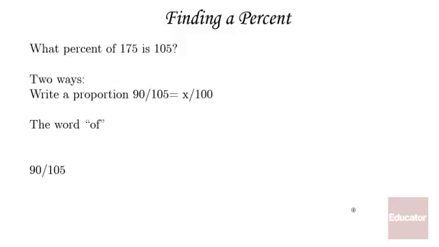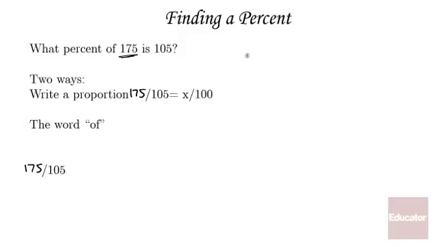What percent of 175 is 105? There are two ways. You could write a proportion. We're looking for the percentage. I think that we have a little problem with the numbers here. Let's make that 175. So our proportion is 175 over 105 equals x over 100, because we're looking for 175 as a percentage of 105.